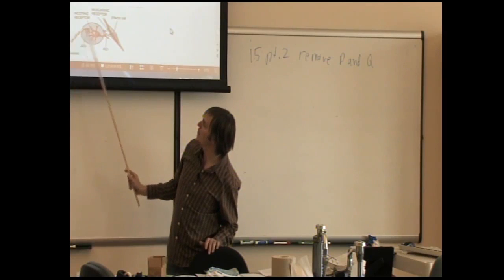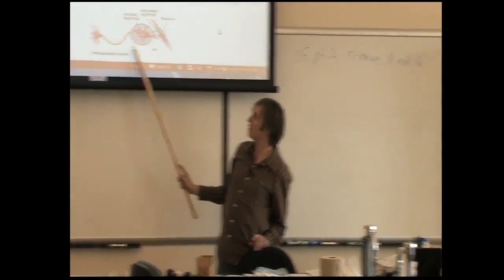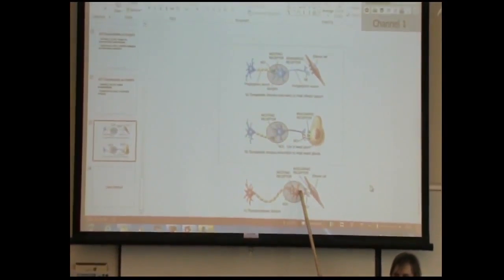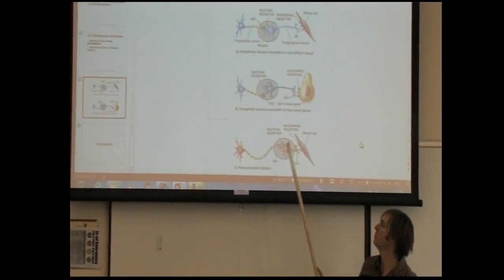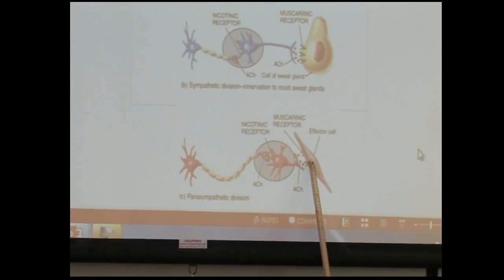Parasympathetic down here, the first step's the same, right? The preganglionic releases acetylcholine, and then nicotinic receptor on the post. But then at the target cell, it's acetylcholine released as the neurotransmitter, and then the muscarinic receptor.